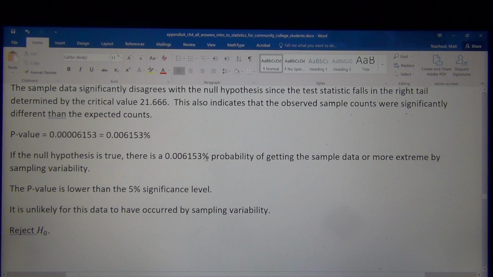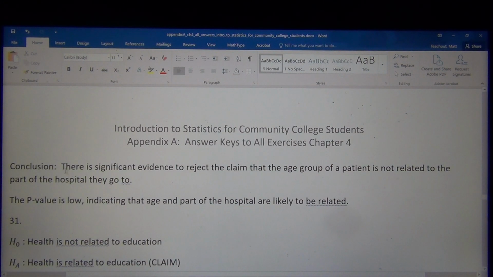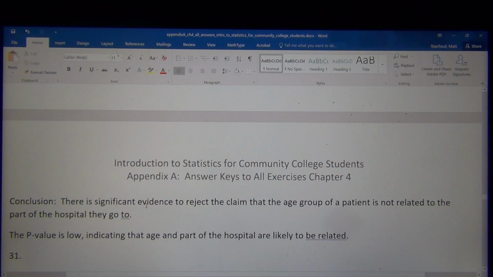Again, that's a very low p-value, definitely lower than our significance level. So if the null was true, this data was unlikely to have occurred by sampling variability. We can reject the null hypothesis. Remember, with a low p-value, we reject the null hypothesis. So what's our conclusion? Well, it looks like there is significant evidence to reject the claim that the age group of a patient is not related to the part of the hospital they go to. We rejected the null, and the null was the claim, so we're really rejecting the claim.